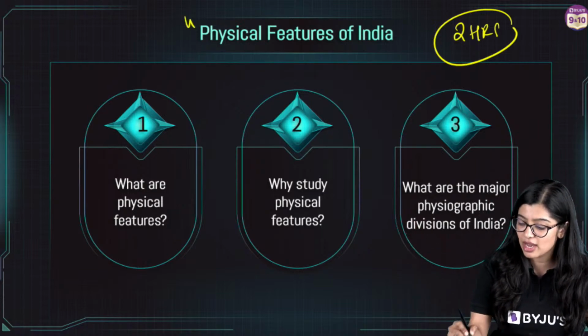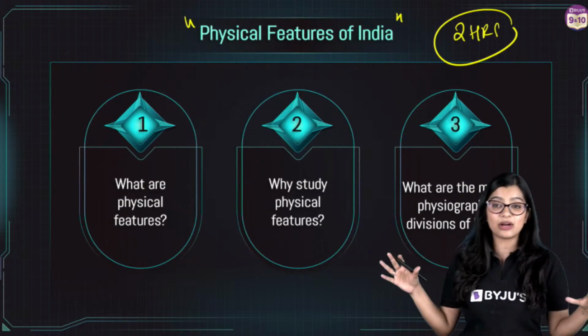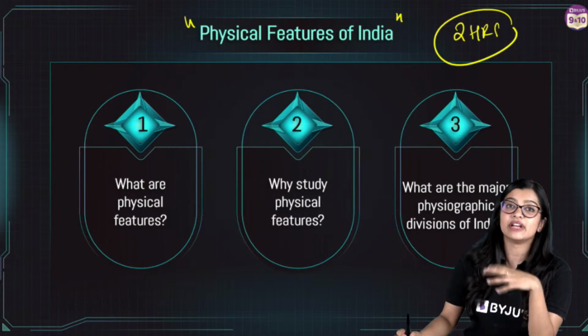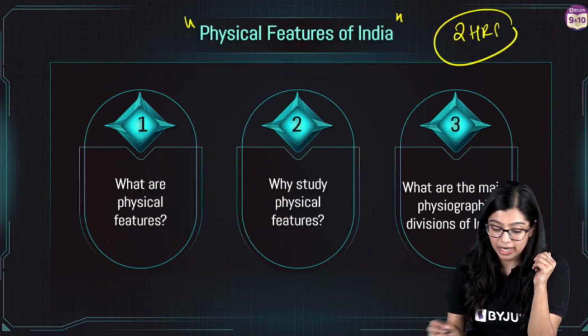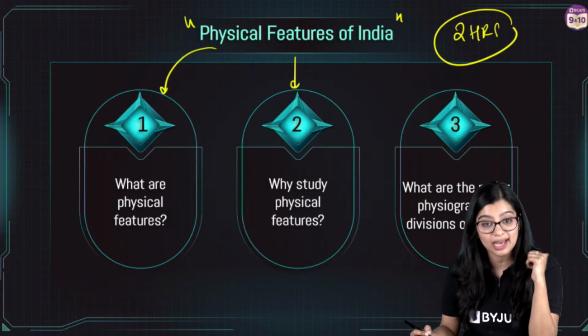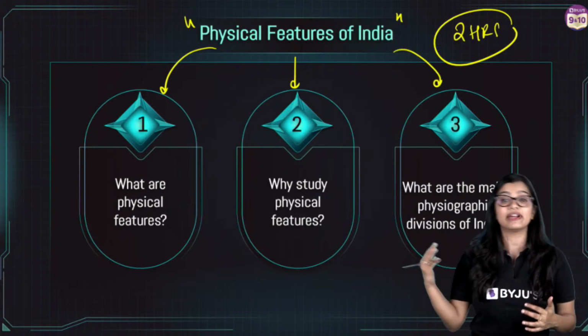Now, of course, today we are looking at the chapter Physical Features of India. Now, when we learn about this chapter, we don't just deep dive into what is what, right? We'll not just directly start learning about the Himalayas and the plateau region and the coastal plains. But rather, you need to understand what are physical features, why should I even study about this chapter, and of course, what are the major physiographic divisions.